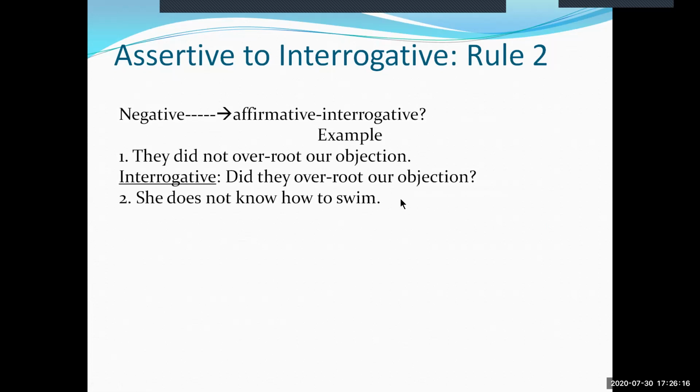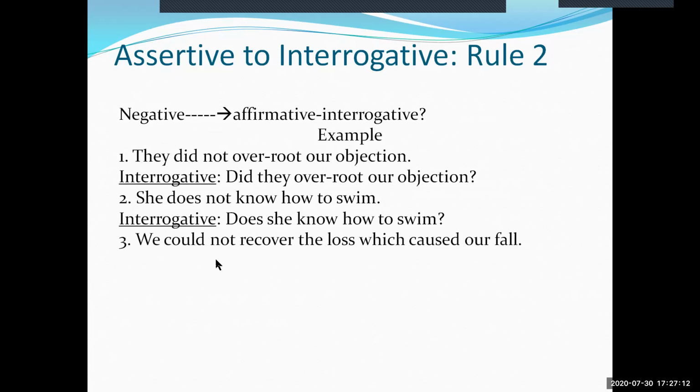Example 2 is also in the negative form, and this sentence, she does not know how to swim, has the negative word not after the auxiliary verb does, and this indicates that this sentence is in present indefinite tense. To make this sentence interrogative, we need to drop the negative word not and take the auxiliary verb does at the beginning. So does, then the subject she, does she, then dropping the negative word not, the verb, does she know how to swim? That will be the interrogative form of the negative sentence at example number 2. So, does she know how to swim?